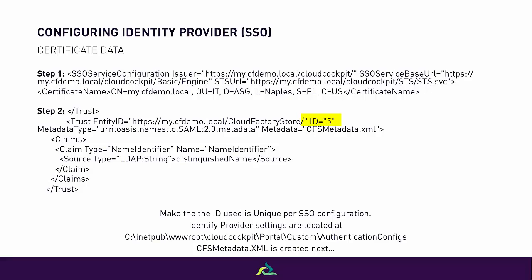Otherwise, you will see an error message coming in the event viewer. In this case, I added ID number 5. And the metadata that I will be using is called CFSMETADATA, and the Trust Identity Provider website. Do you recognize this link? It's the same that we just configured in the VSL. So how do I map it in a very easy way?